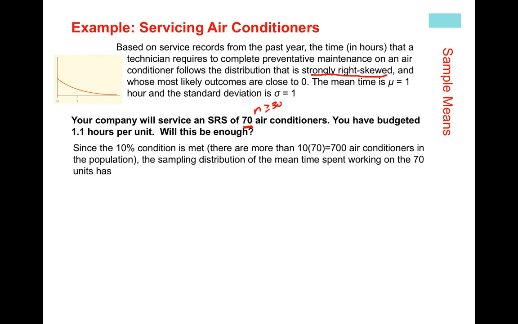So we have a couple of conditions that need to be verified before we do our calculations. We need to verify that the condition for sampling without replacement is met, because once you take one of these air conditioner service times out of the population, you're not going to resample it again. So you are sampling without replacement, which just means that the population size needs to be at least 10 times the sample size. So here we're servicing 70 units. We can safely assume that there's more than 700 air conditioners in the population. And again, this condition is for sampling without replacement.